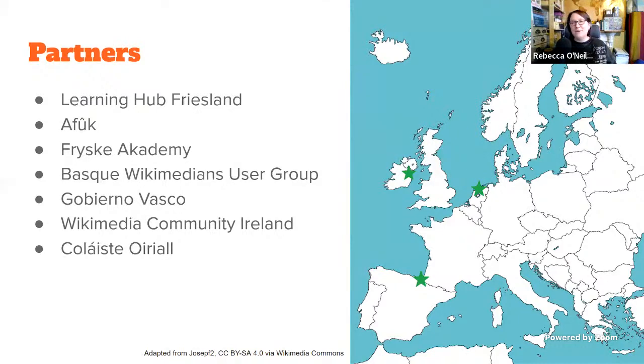So we have the Frisk Academy, which I suppose is the scholarly Frisian academy. They're involved in an awful lot of high-level scholarly research. We have the Basque Wikimedians user group. As Galder has just pointed out, that should be Luberia BHI, which is the local high school in Donostia. We have Wikimedia Community Ireland, and we have Coláiste Oriel, which is the Irish language medium secondary school here in Ireland as well.